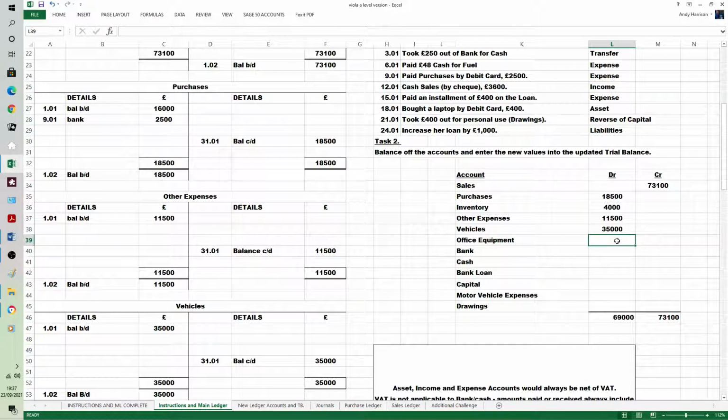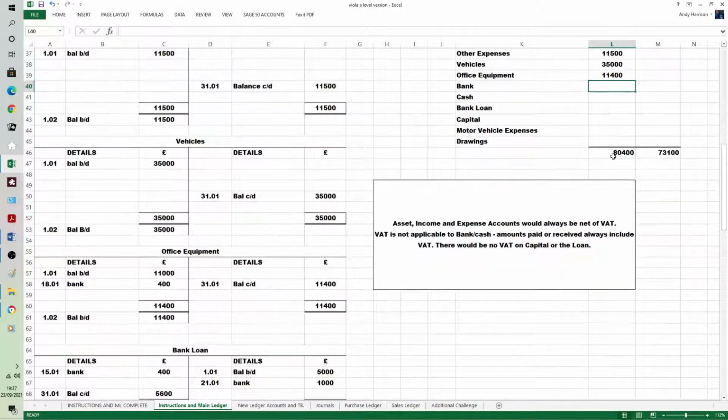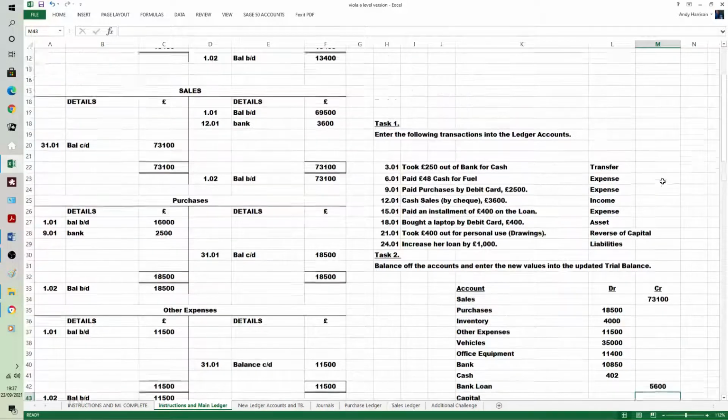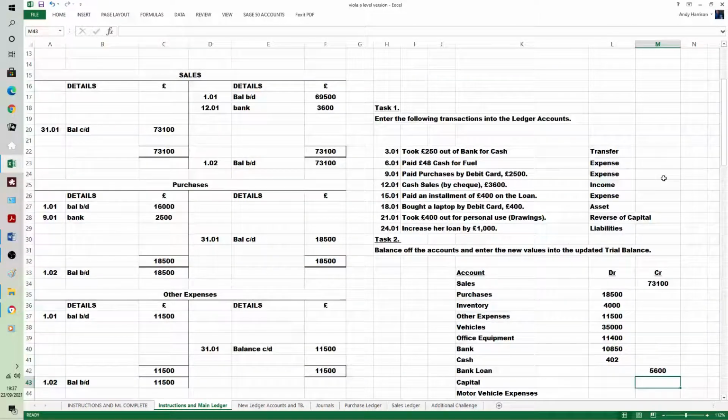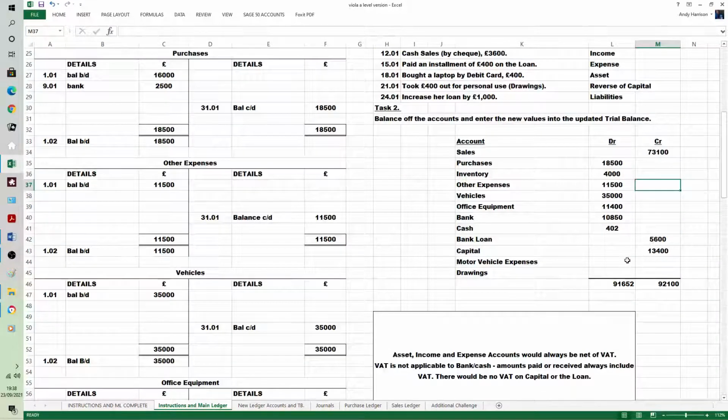And then the office equipment was 11,400. The bank was 10,850. Banks of course can be overdrawn, in which case the entry would be on the credit side, and everything else, and the brought down and carried down would be the other side. £402 worth of cash left. We owed 5,600 on that. Capital hasn't changed. Although technically it changes as you do every transaction, we wouldn't bother updating it till all the adjustments at the end of the year. And then we had £48 worth of motor vehicle expenses, and she took £400 out to live on.